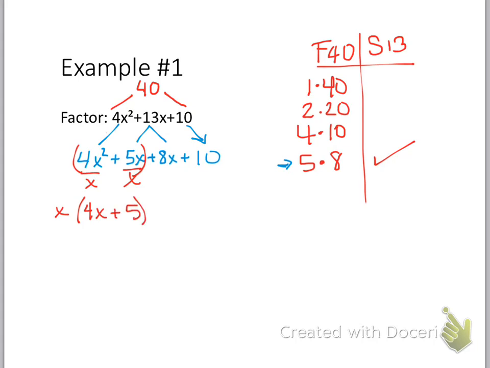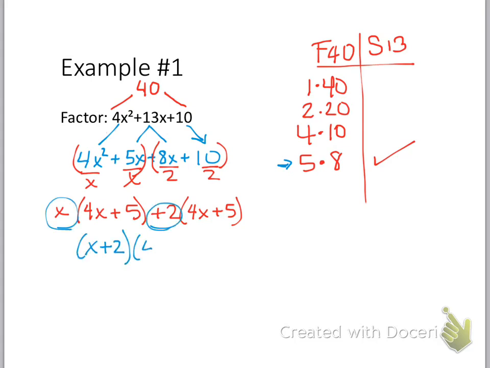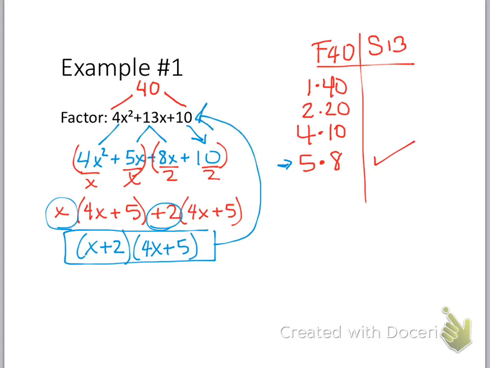So when I factor out this second pair, I want it to give me 4x plus 5, so I'm going to divide by 2. So plus 2, 4x plus 5. What I got on the insides is the same, so I can smash together. That gives me x plus 2 and 4x plus 5. If I were to FOIL that out, I would get the original question. Not too bad, is it?